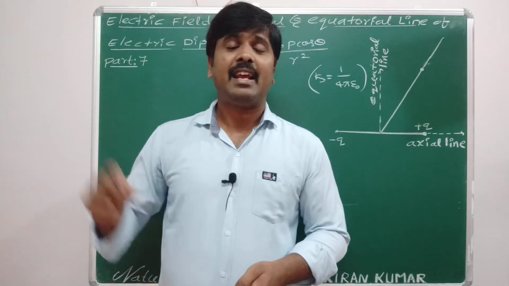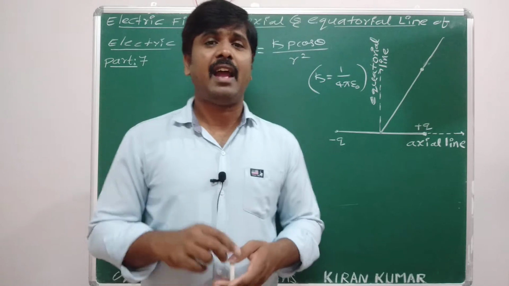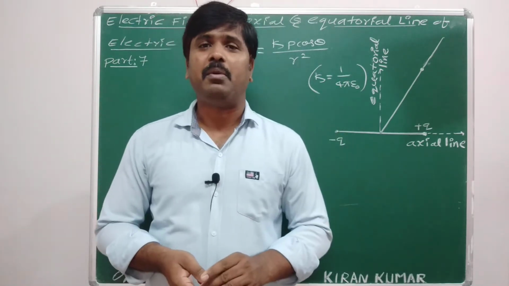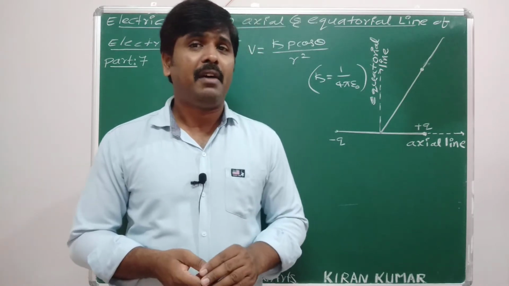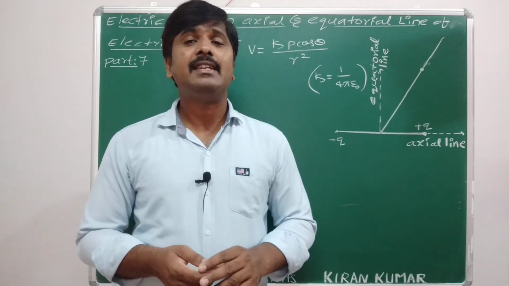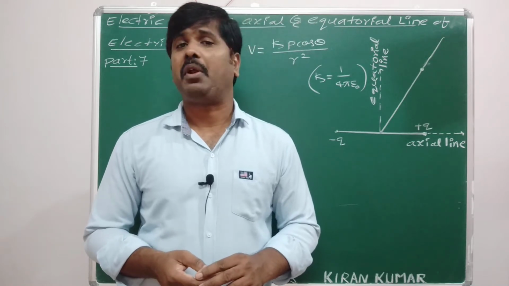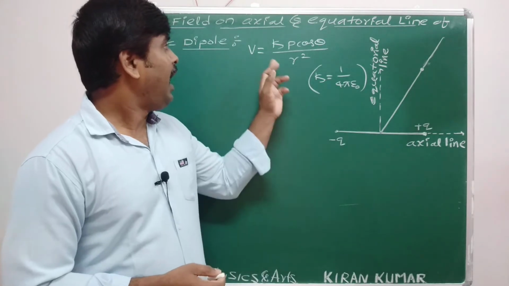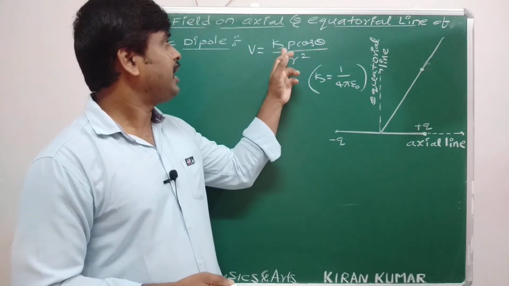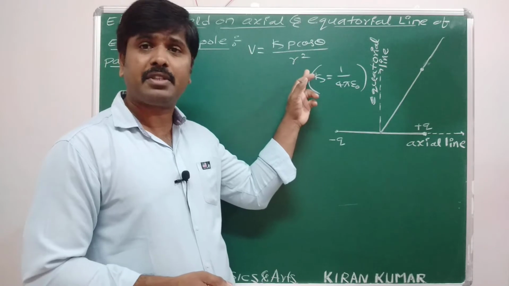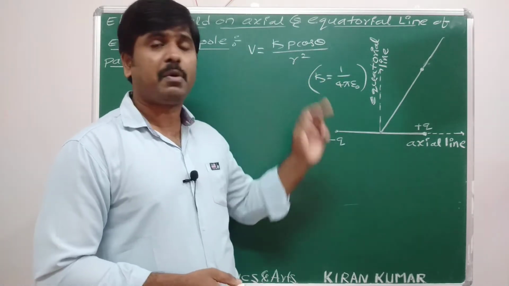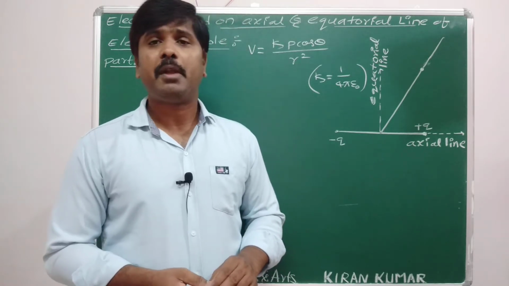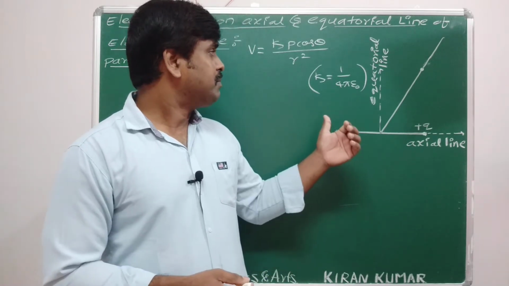Today's topic is electric field intensity on the axial line and equatorial line of an electric dipole. I will find it with the help of the E-V-D relation. E is the electric field intensity, V is the potential, D is the distance. From the electric potential formula, electric potential V is equal to Kp cos theta divided by r square, where K is equal to 1 by 4 pi epsilon naught, that is a constant, 9 into 10 to the power of 9 Newton meter square divided by Coulomb square.